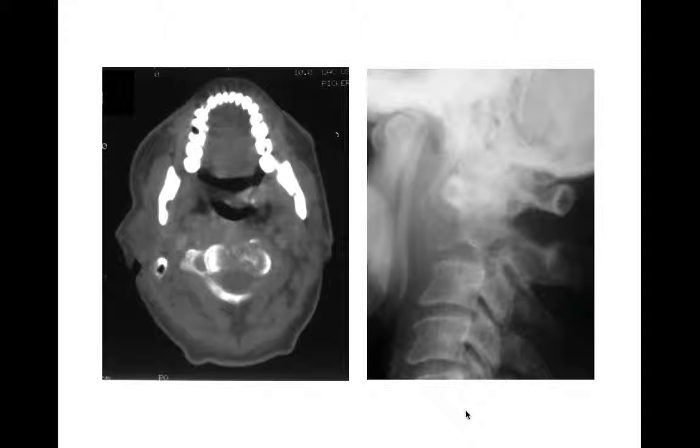This is an example of a giant cell tumor in this case. Lytic lesion involving C2 right here. You don't see it very well in the radiograph. You see it a little better on the CT. This one may have some flecks of internal matrix in it.